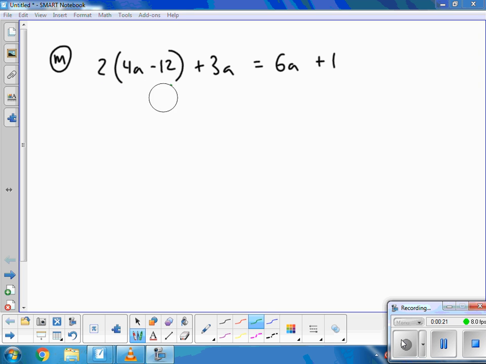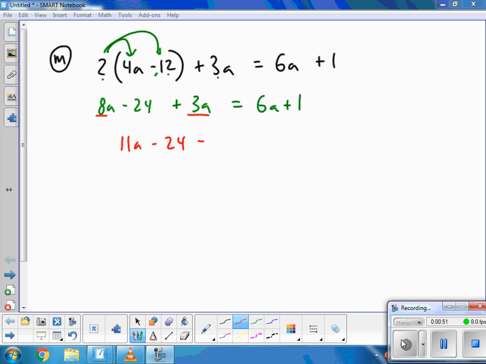Okay, so it's going to say 2 times 4a, so that becomes 8a. 2 times negative 12 is going to be negative 24. And it's plus 3a, because this 2 is not affecting the 3a, equals 6a plus 1. Now I'm going to combine some like terms. I have an 8a and a 3a, so I'm going to bring those together on this side of the equation. And I have 11a minus 24 equals 6a plus 1.